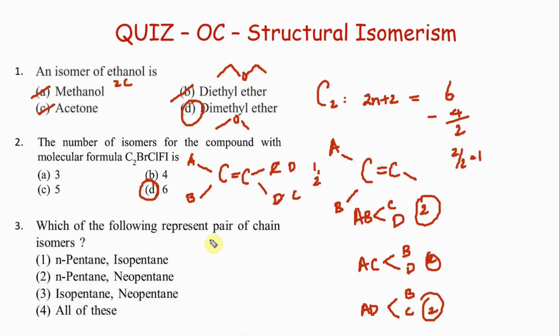Which of the following represent a pair of chain isomers? Chain isomers means the same number of carbons must be present. First look at that. All of them are pentane, all of them have 5 carbons. So obviously all of these are chain isomers. The isomerism type or the structural type is different, and how we draw them will be different.